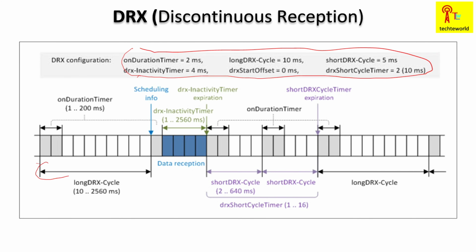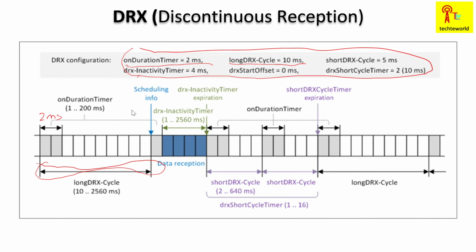If you see here, this is the long DRX cycle. The long DRX cycle is of 10 millisecond, out of which for 2 millisecond it is on. You can see that the on duration timer is 2 millisecond. So for these 2 millisecond the UE is on, and for the remaining 8 millisecond it is off.